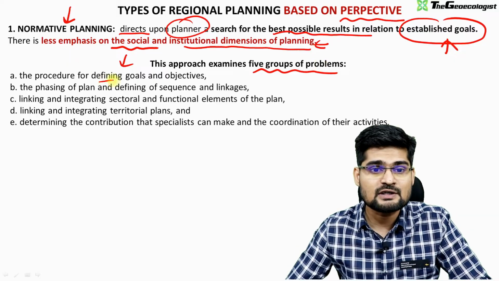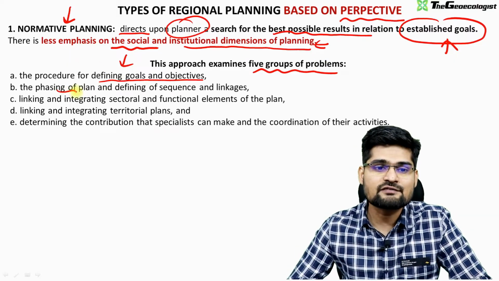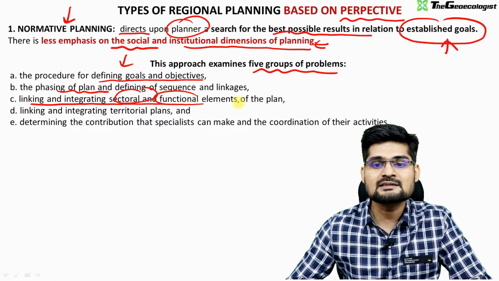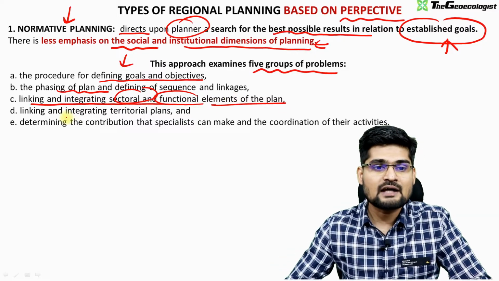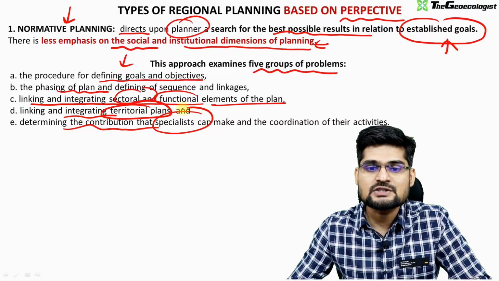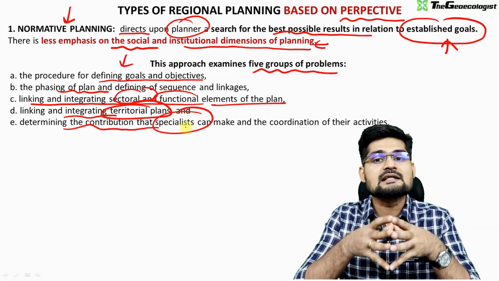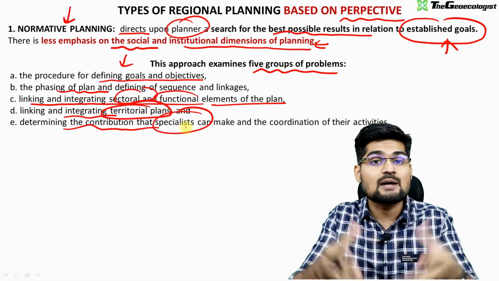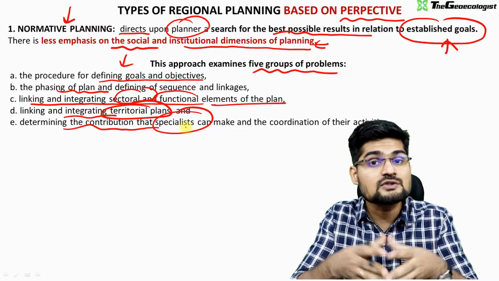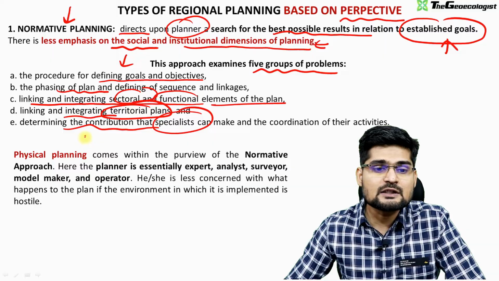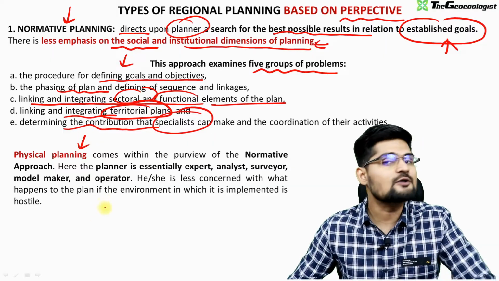So procedure for defining goals and objectives, then we have phasing of a plan, then linking and integrating of these functions and sectors in the elements of the plan, then we have linking and integrating of territorial plans, determining the contribution that specialists can make. So all these things are part of this integral normative planning, because it has to be through rules, through established goals. And how do we reach those goals? Through these processes, right?